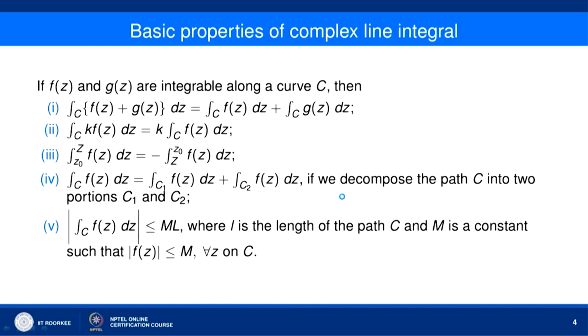Now let us list the basic properties of the complex line integral. If f(z) and g(z) are integrable along a rectifiable curve C, then the integral over C of f(z) plus g(z) dz is equal to the integral over C f(z) dz plus the integral over C g(z) dz, okay, and the integral over C of k f(z) dz is equal to k times the integral over C f(z) dz, where k is a complex constant.